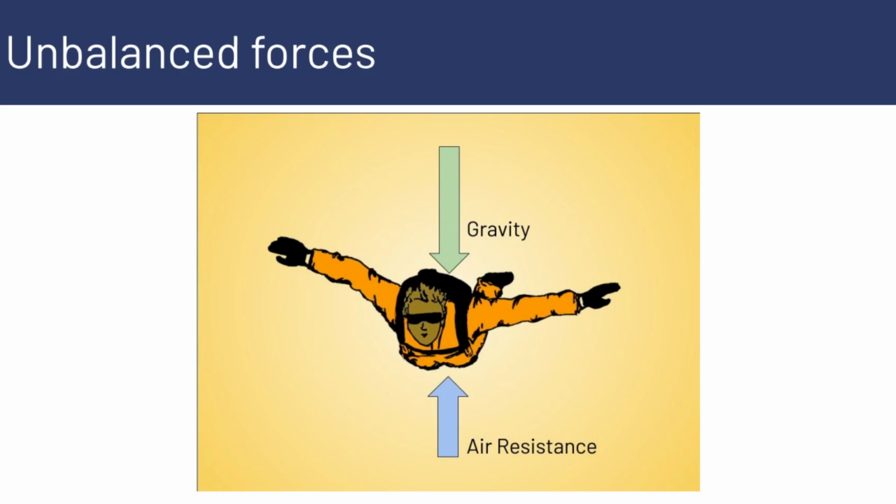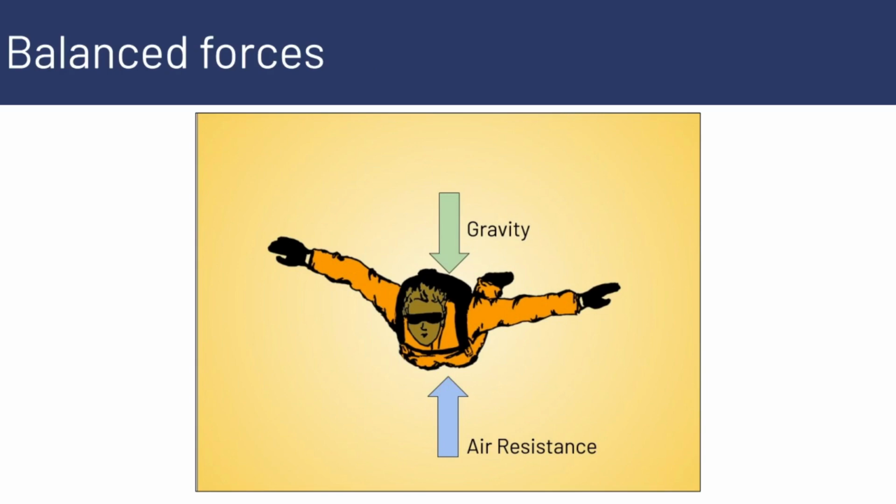All right, so here we have another example of unbalanced forces. We have a skydiver falling, jumped out of a plane maybe, and here we have a gravitational force pulling the skydiver down towards the ground, and you'll notice that the gravitational force is longer, which means it has greater force than the air resistance force, which is pushing against the skydiver. So the skydiver is falling faster than the air resistance is keeping up with them. We have an unbalanced force pointing downward, so the skydiver is accelerating towards the ground.